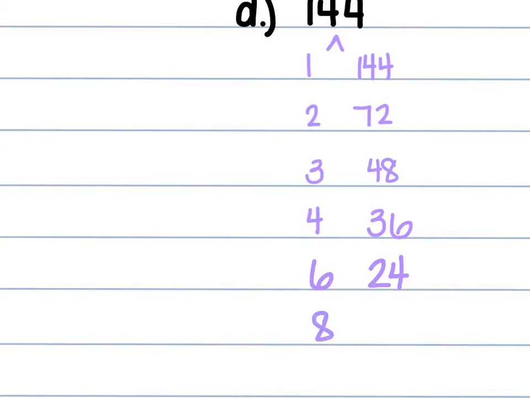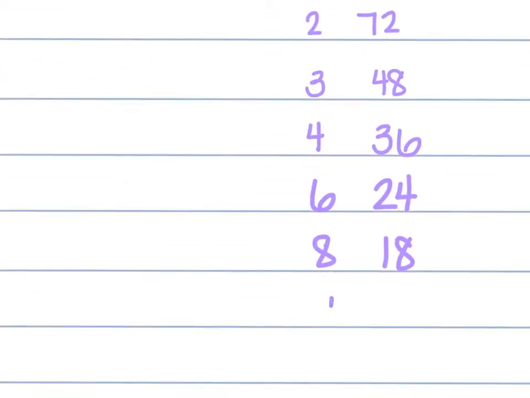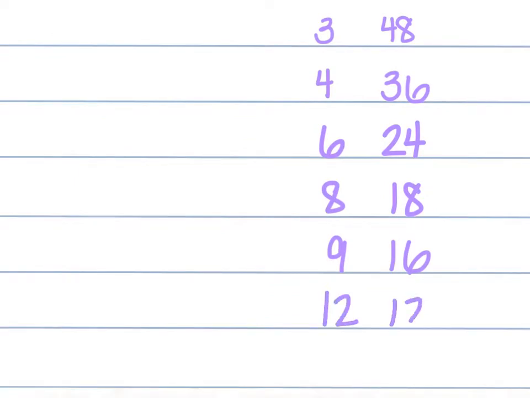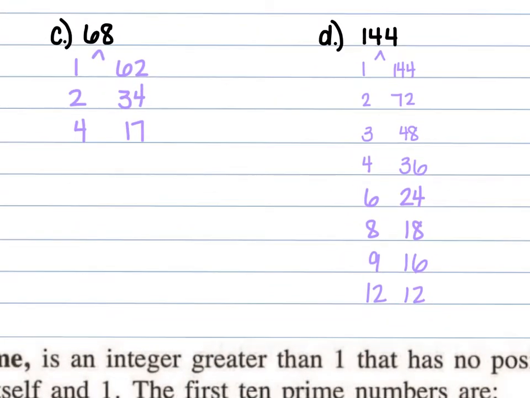8 goes into it evenly. 8 goes into 14 one time, and then 8 goes into 64 8 times. So 8 times 18. 9 goes into it evenly 16 times. And then 12 times 12 is 144. So we have 1, 2, 3, 4, 6, 8, 9, 12, 16, 18, 24, 36, 48, 72, and 144.